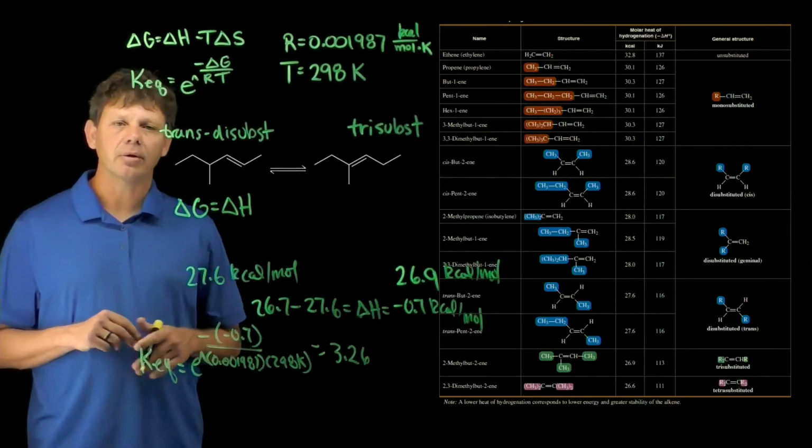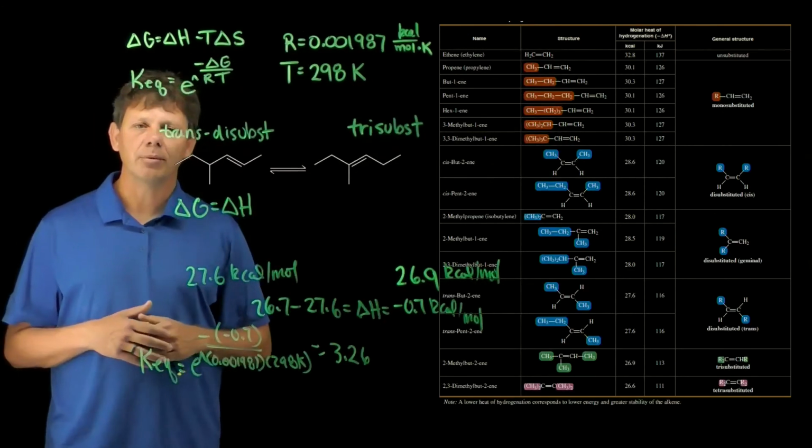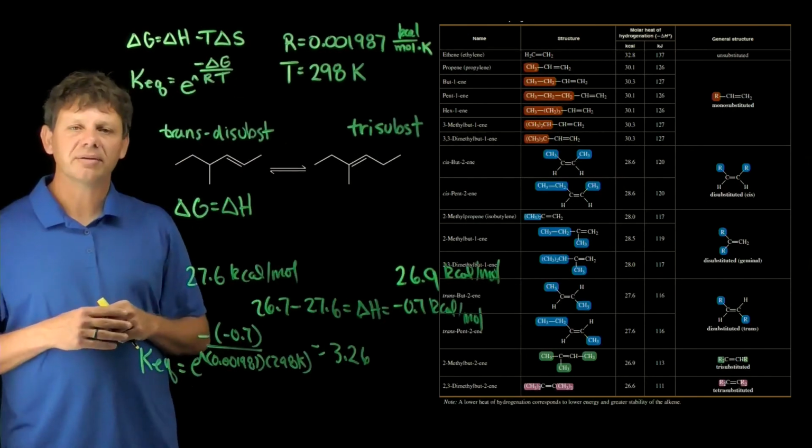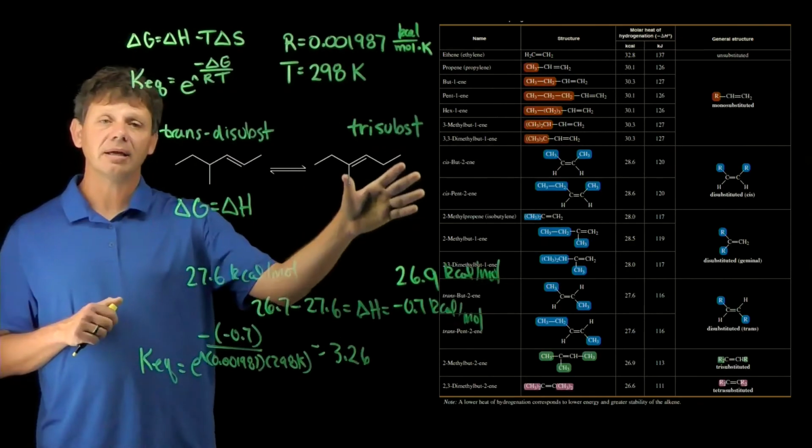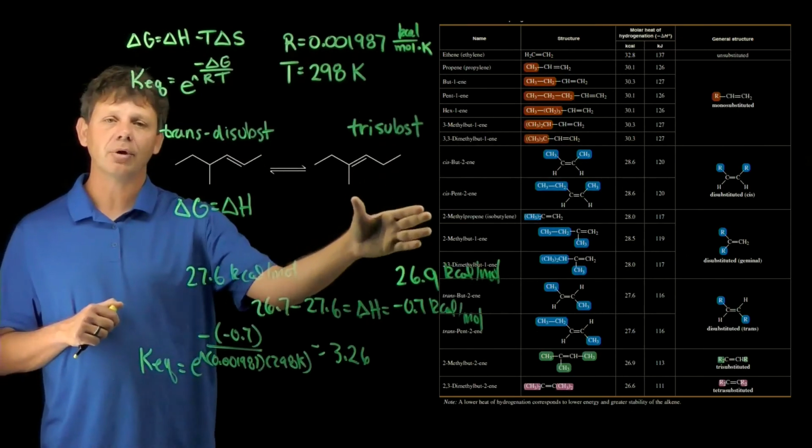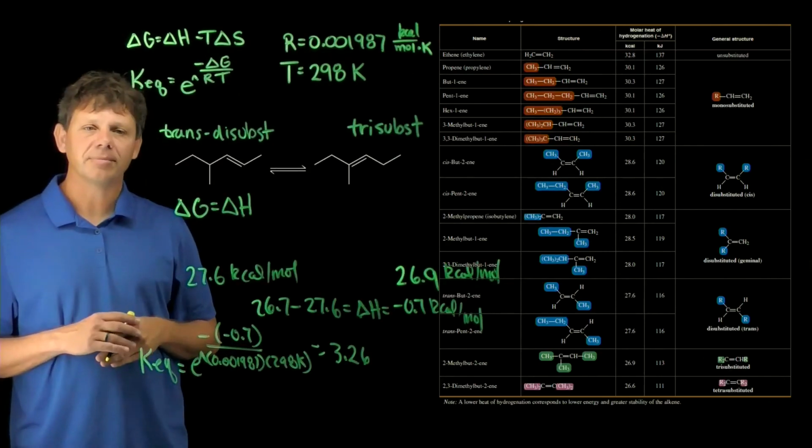It is in fact greater than 1. The right side of the reaction is favored, just as we expected, based on the stability of the trisubstituted alkene being greater than that of the trans disubstituted alkene.